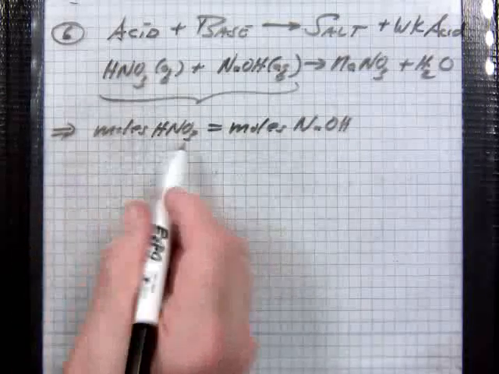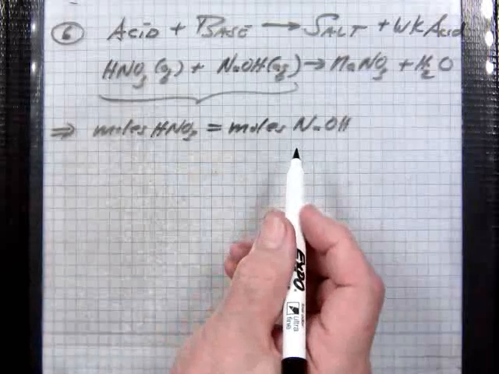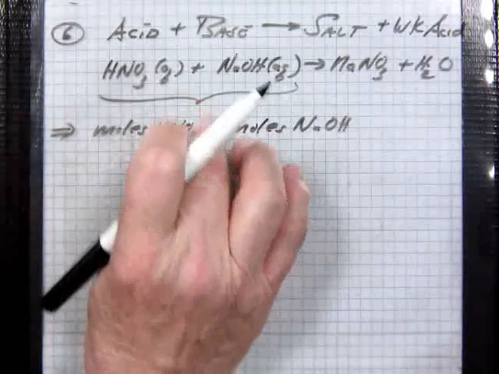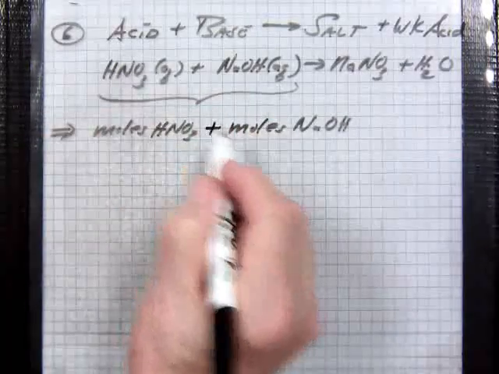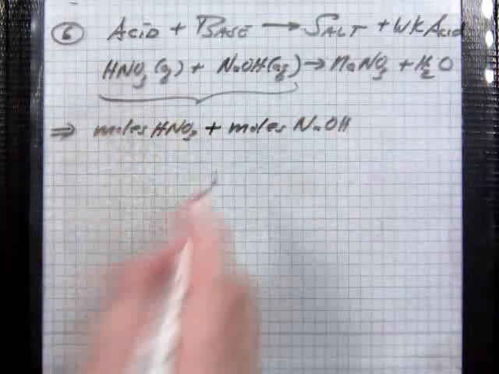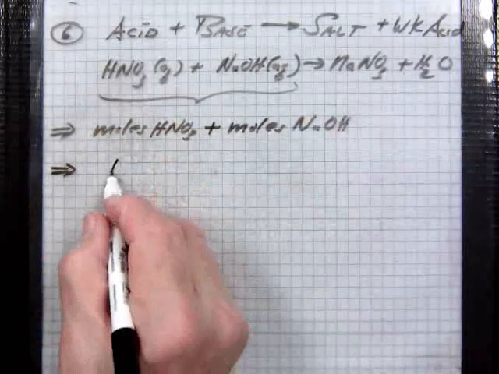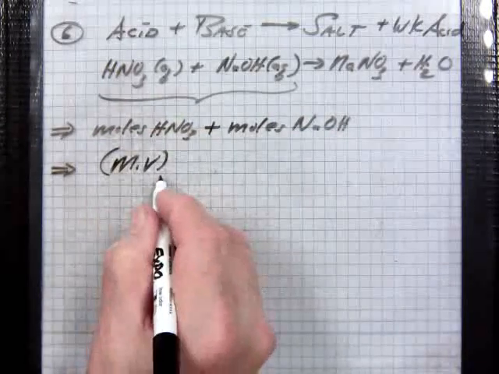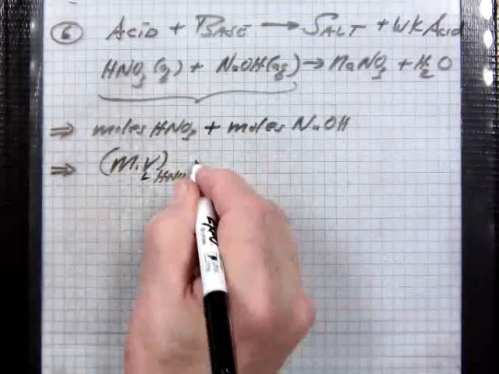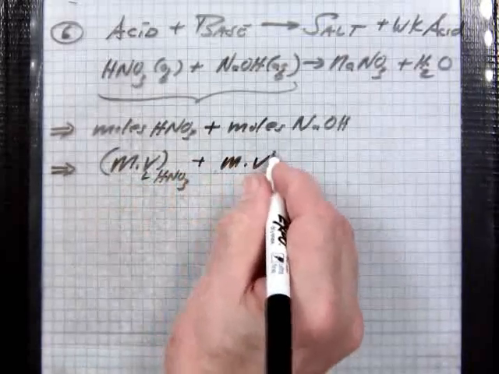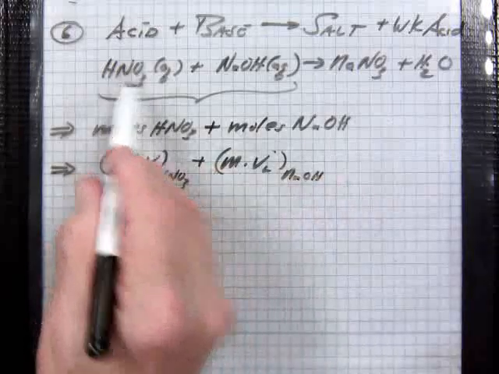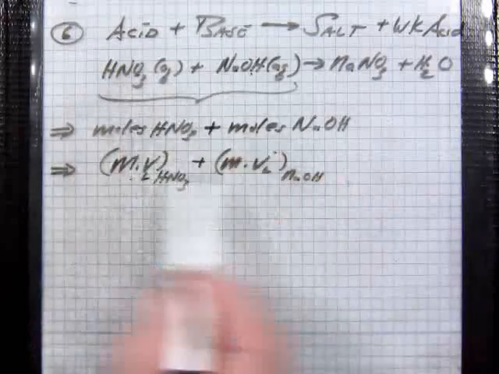Now, actually, I didn't want to put an equal sign in there. I really didn't. So put a plus in here: moles of this one plus moles of that one. Now, I can go molarity times volume of the HNO3, and you want to keep this in liters, plus molarity times volume in liters of the sodium hydroxide. Now, if you look, you've got moles, moles, moles, moles.